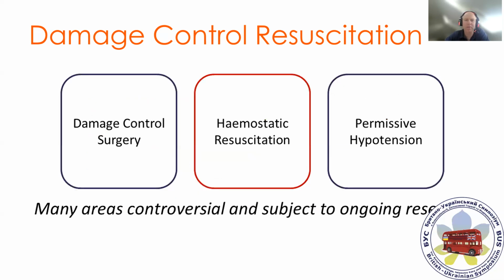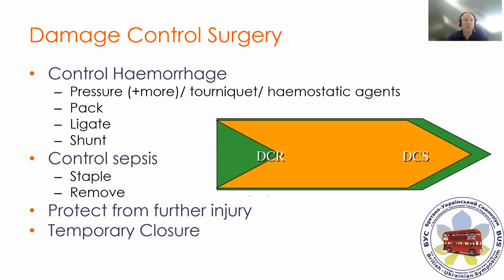And it consists of three principles. There's the surgical aspect, there's the hemostatic resuscitation aspect, and then there's permissive hypotension. And some of these areas are controversial, particularly the permissive hypotension, and subject to ongoing research. Damage control surgery consists of four elements: stopping the bleeding, controlling any sepsis, removing any dead or significantly contaminated tissue, protecting the patient from any further injuries, and then temporary closure.